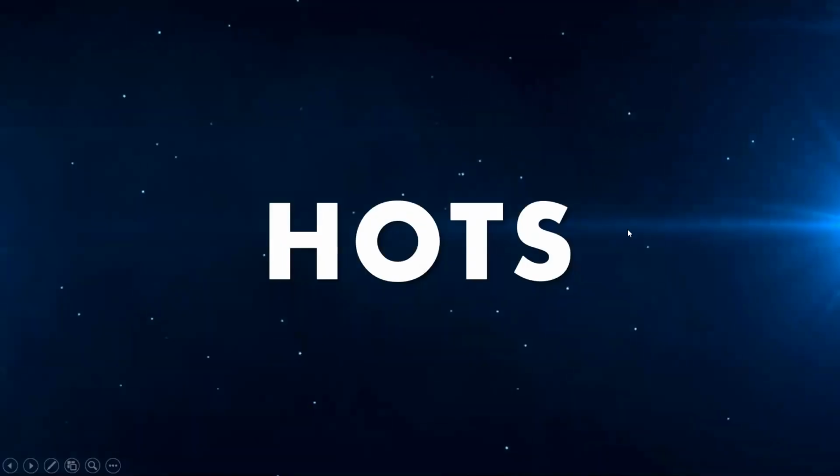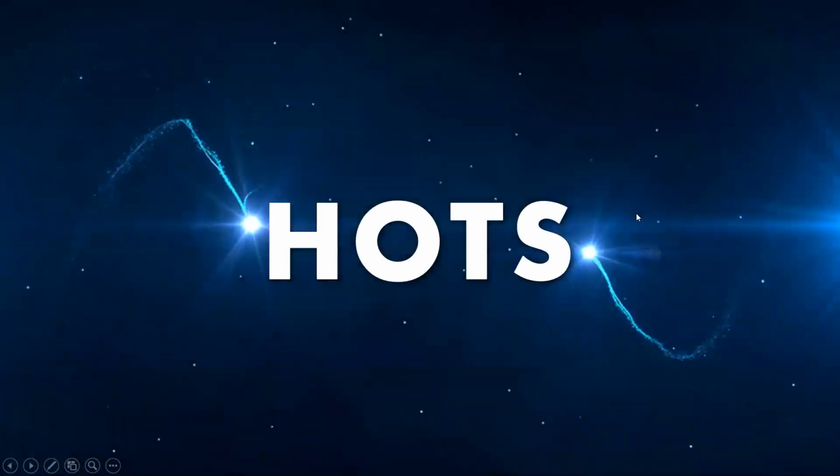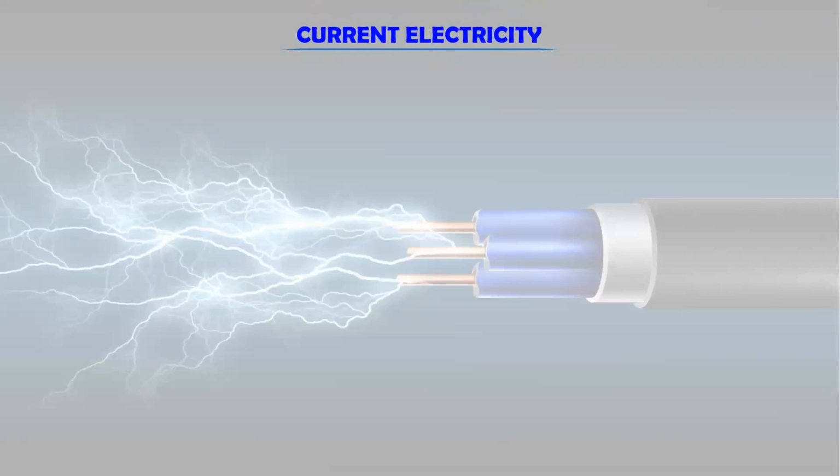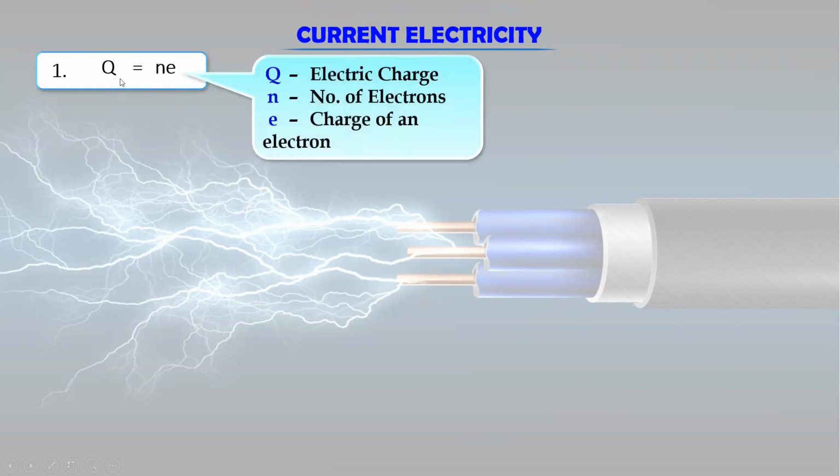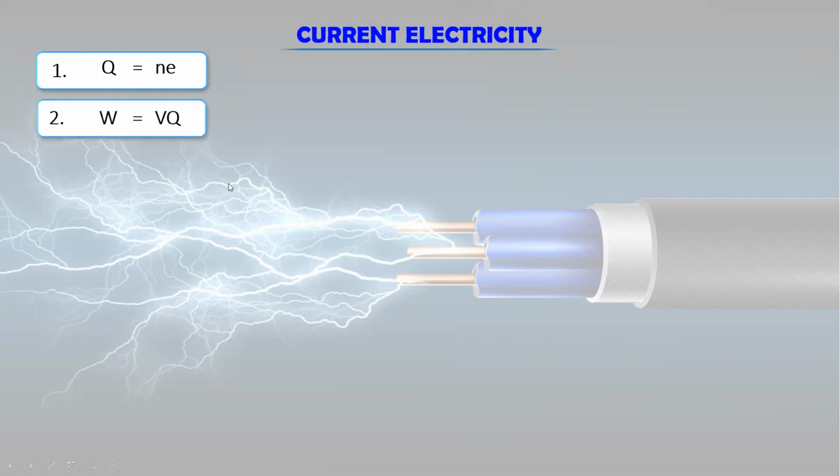So we'll be moving on to the second part, that is HOTS, right? Some typical sums, right? So before moving on to the sums, what we'll do is we'll go through the formulas, right? So the first formula is Q is equal to NE, and we know what is Q, what is N, and what is E, right? Electric charge, number of electrons, and charge on one electron.